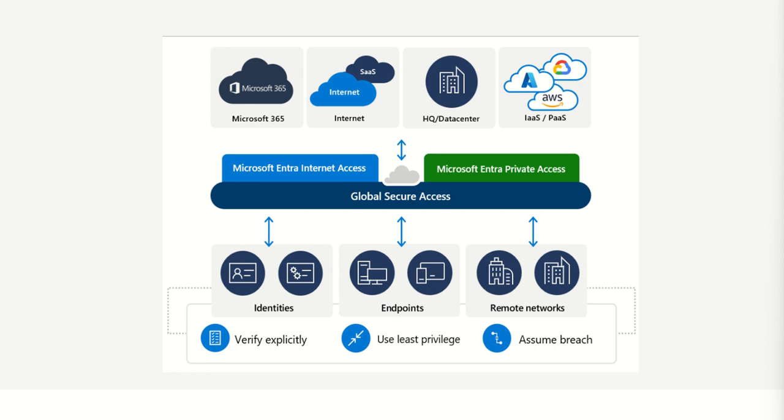Entra Internet Access is a part of Global Secure Access, which is a product offered by Microsoft containing both Entra Private Access and Entra Internet Access. We will discuss Entra Private Access in our next video. From a high level, Entra Internet Access is designed to protect public internet and SaaS-based applications, whereas Entra Private Access is designed to protect internal resources, removing the need for traditional VPN solutions.